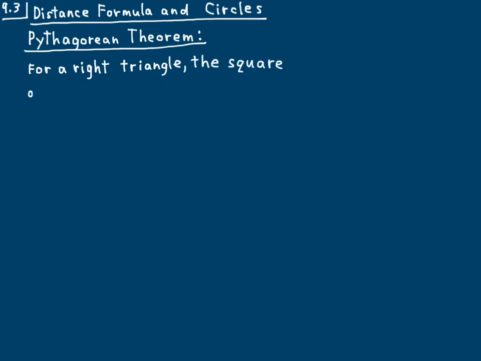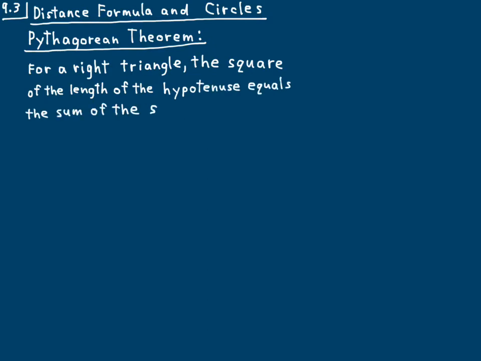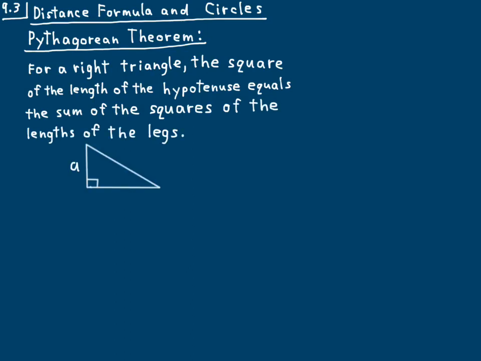So it says for a right triangle, the square of the length of the hypotenuse equals the sum of the squares of the lengths of the two legs. Here I've labeled the legs A and B and the hypotenuse C, which is pretty common. And then the formula would be A squared plus B squared equals C squared.